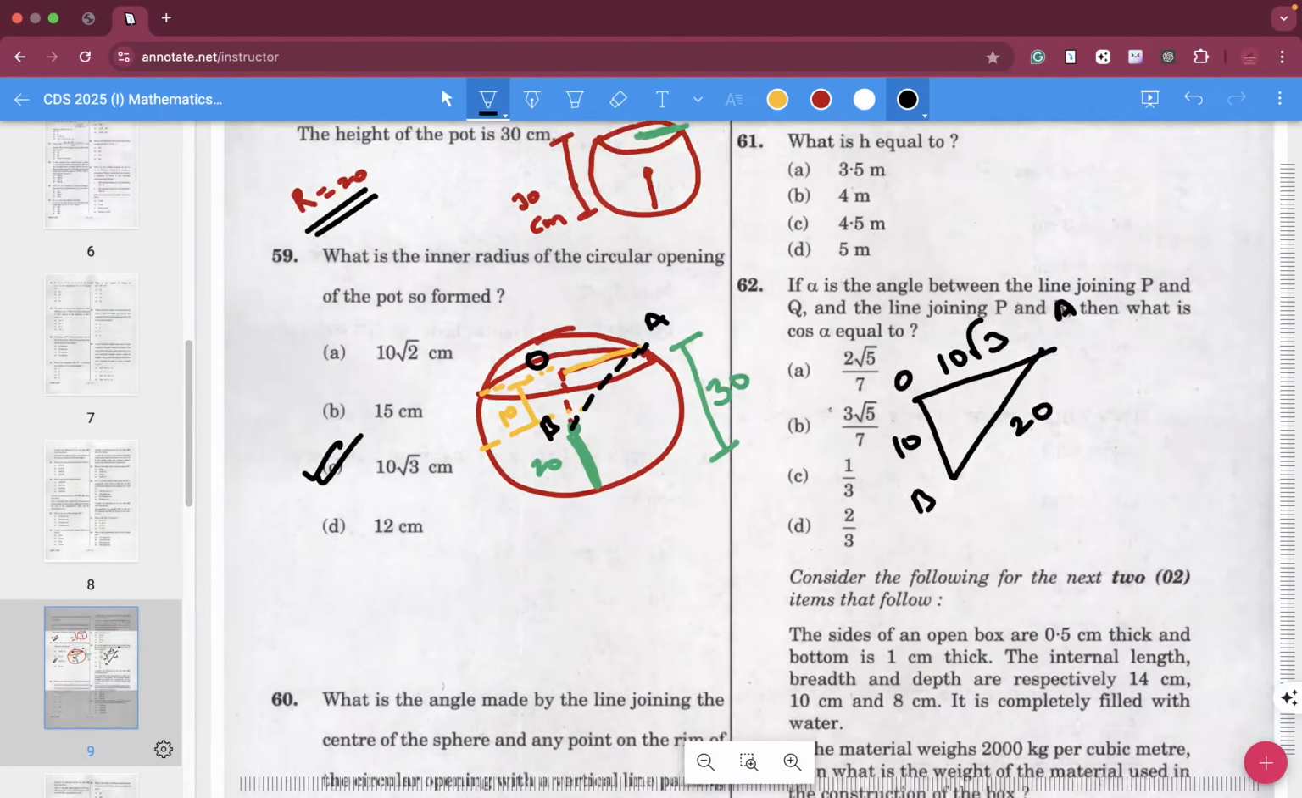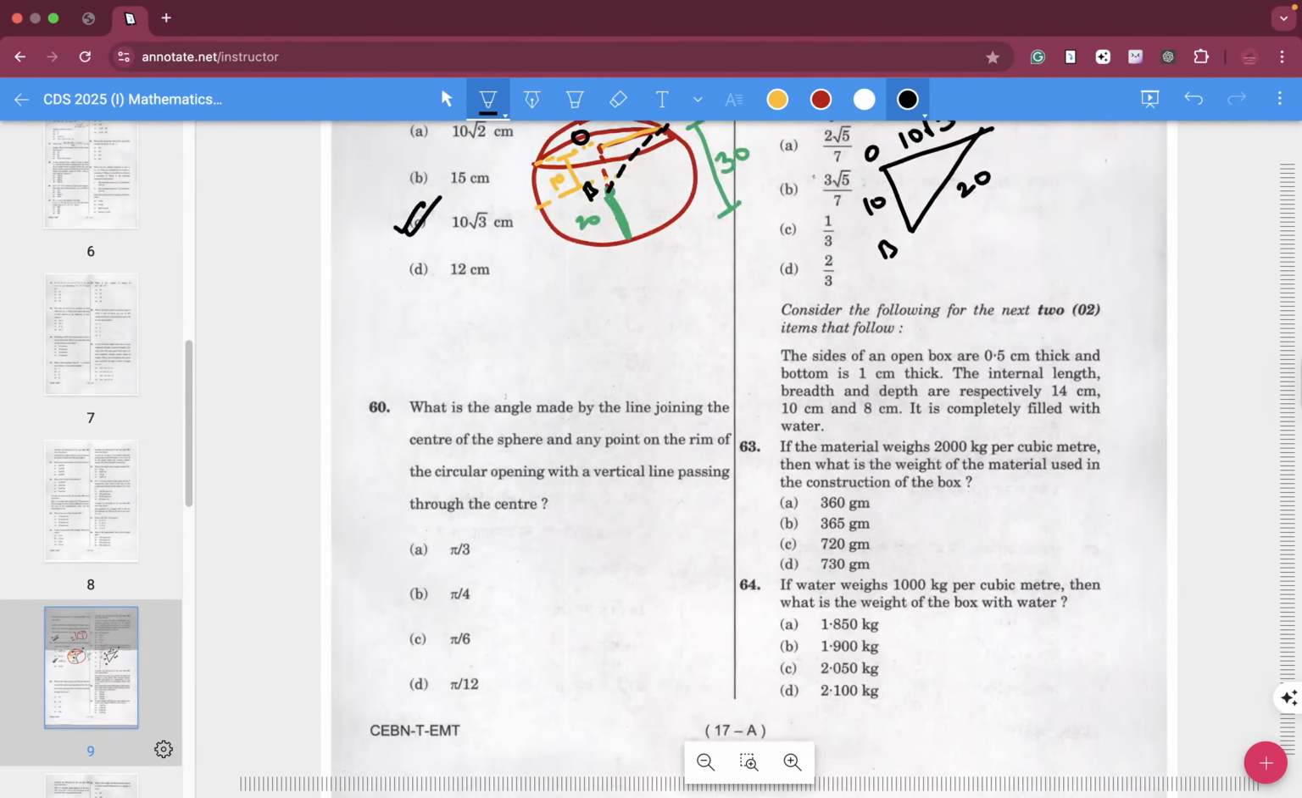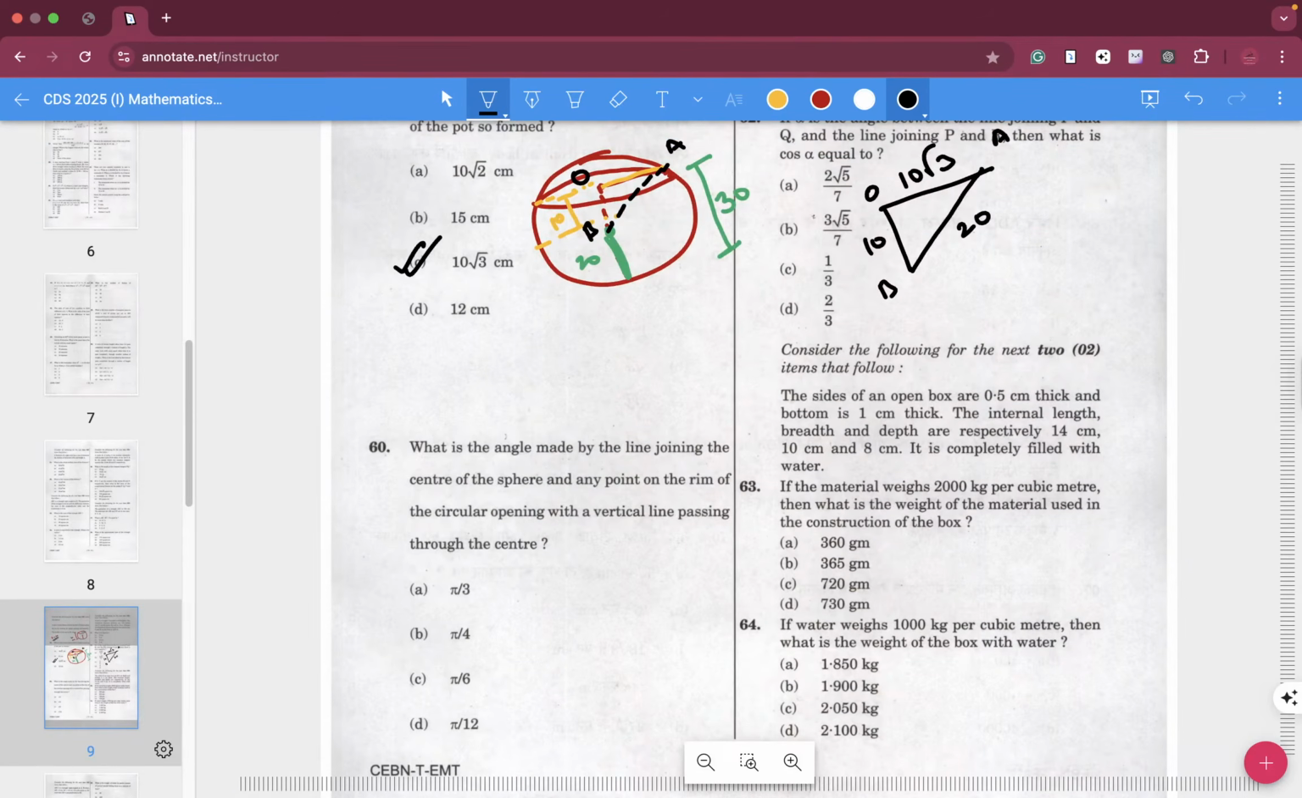Okay, now next question, what is the angle made by the line joining the center of the sphere, which is at B, and any point on the rim?